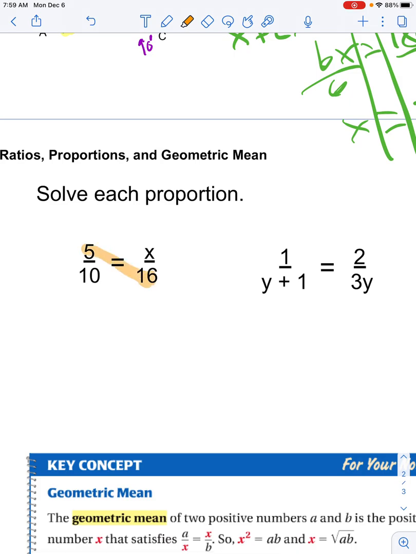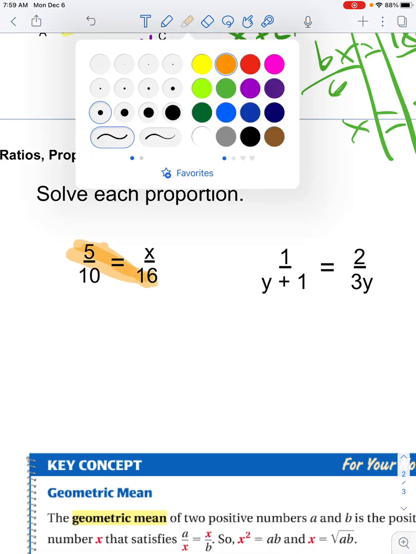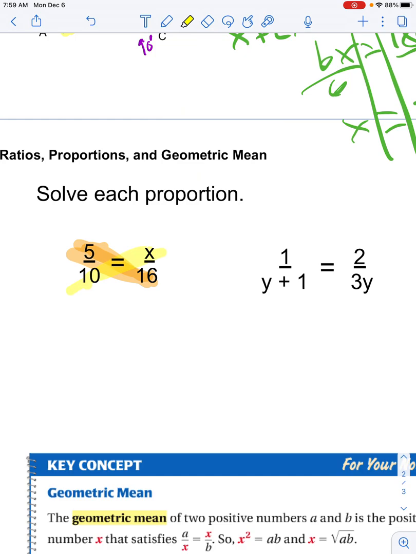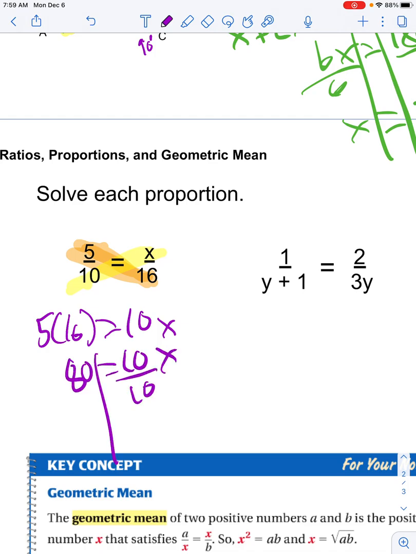Cross multiplying. Always cross multiply to try to solve these. If you only have one unknown, you should be able to cross multiply. It's when you have multiple unknowns that it gets tricky. 5 times 16 is 80. So I get 80 equals 10x. Divide by 10 on the right, divide by 10 on the left. X is 8.